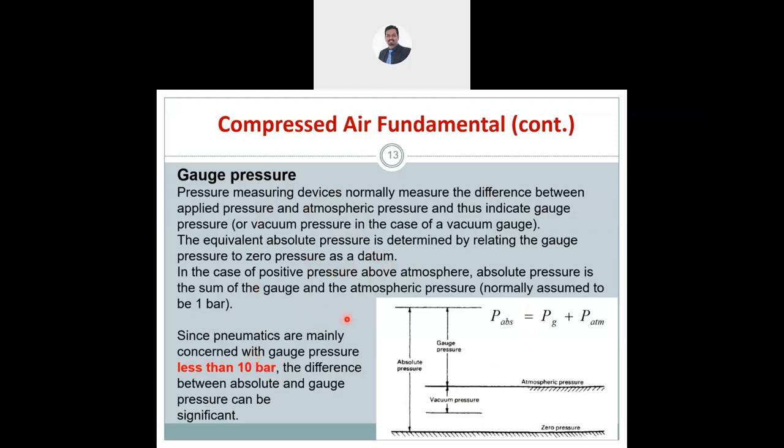Okay, so what is very important here? Pneumatic are mainly concerned with gauge pressure less than 10 bar. Okay, so pneumatic, dia adalah satu sistem yang digunakan untuk application bertekanan rendah. If you compare to hydraulic, pneumatic is dealing with lesser pressure. Okay, so normally will be less than 10 bar. So the difference between absolute and gauge pressure can be significant. But since it is dealing with a smaller pressure, to indicate pressure change, it can be measured. Itu yang dimaksudkan lah.